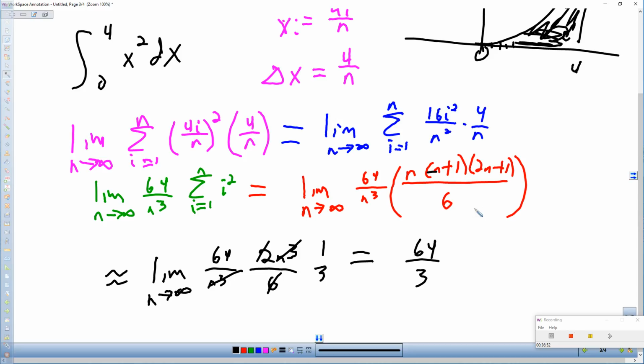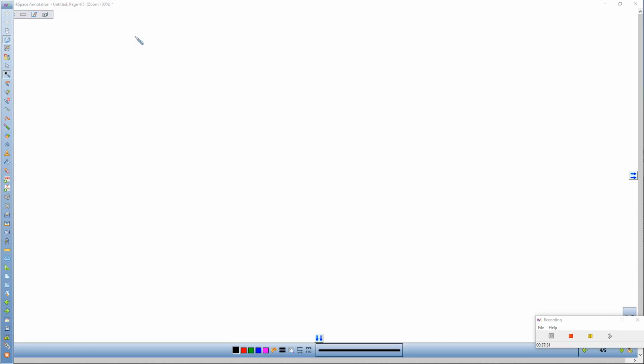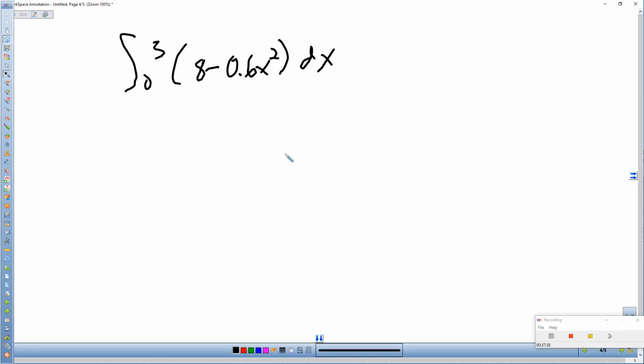Then can we do something more complicated? Right. Let's see, problem, we don't have time. Integral from 1 to 3 of 8 minus 0.6 x squared dx. The ones that have addition and subtraction always seem to take a bit longer. I just said 0 to 3, let's do 1 to 3, just to make it a little different from the last one.